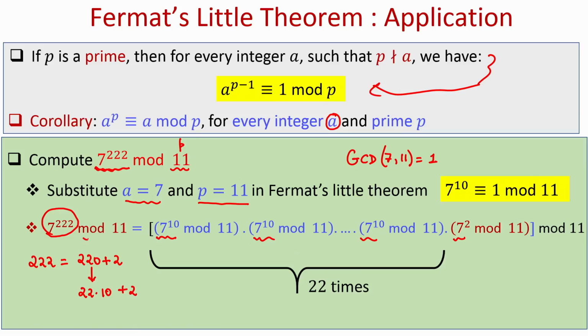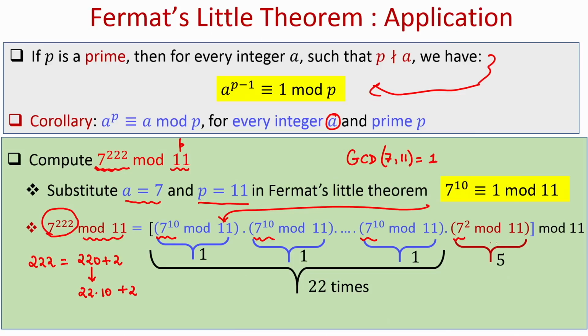And then since I have to compute everything modulo 11, I can take modulo 11 with each block of 7 power 10. Again, this comes from your rules of modular arithmetic. Now, I know that 7 power 10 modulo 11 will give me 1. So, each block of 7 power 10 modulo 11 will give me 1. That means I will get 1 multiplied with itself 22 times, which again gives 1, and then that will be multiplied with 7 square modulo 11, and 7 square modulo 11 is 5. And then 1 into 5 is 5, and 5 modulo 11 is 5.